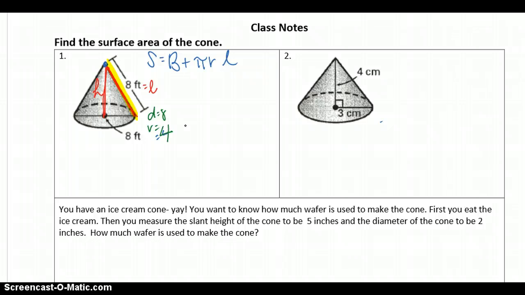And what else do we need to find for our formula? We have L and we have R. We need to find the area of the base. Wait, I have a question. Is it plus or is it times? Plus. B plus pi R L, where pi, R, and L are all multiplied together.